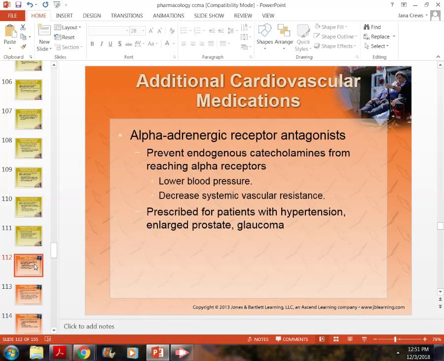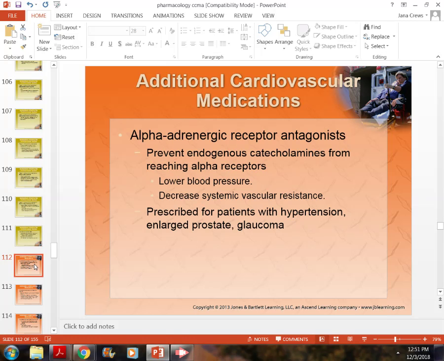Other cardiac medications, alpha-adrenergic receptor antagonists. So they prevent catecholamines from reaching alpha receptors, and basically what happens with alpha-adrenergic receptor antagonists is they lower blood pressure. That's what I want you to know. They lower blood pressure, and they decrease systemic vascular resistance. So it also makes the vessels less resistant. It relaxes the vessels a little bit.